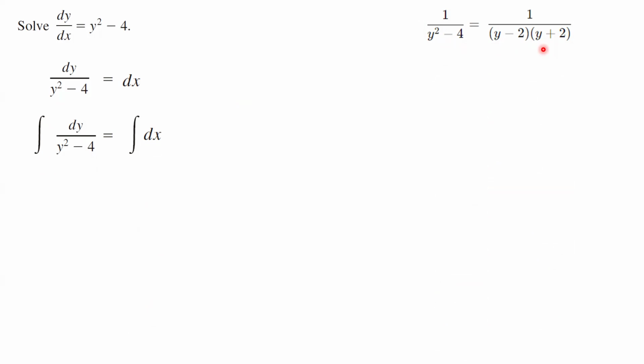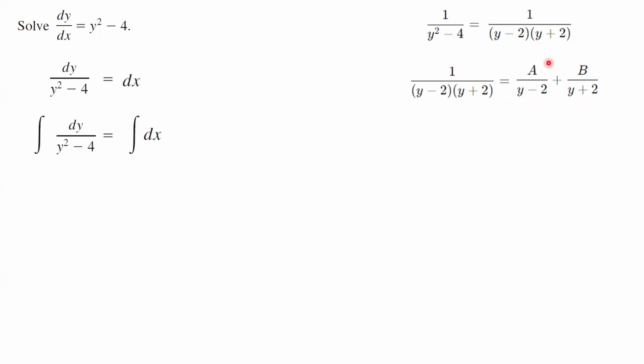The method of partial fractions helps us to separate this into the summation of two fractions. 1 divided by (y minus 2)(y plus 2) is A divided by y minus 2 plus B over y plus 2. So basically, you can switch these two as well if you want to. Eventually, you get the coefficients that are associated to each denominator.